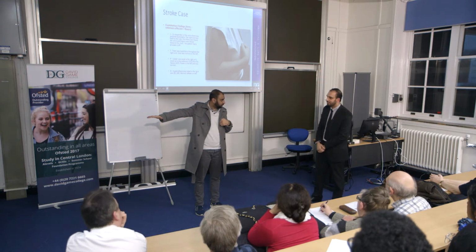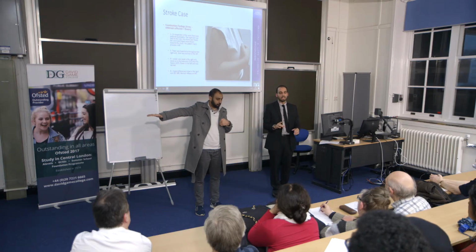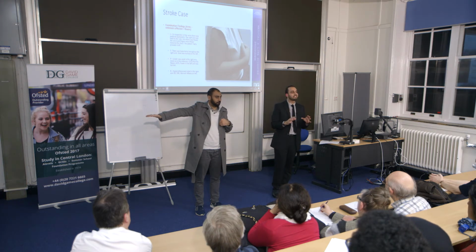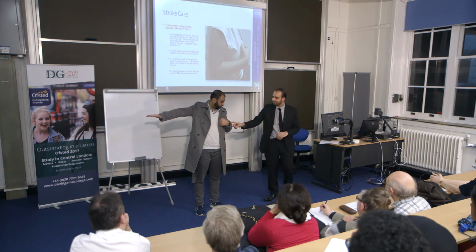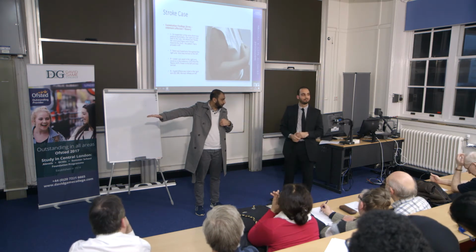The reason is a stroke affects the extensor muscles more than the flexor muscles. So relatively speaking, the flexors are still working, but the extensors are not. Does that make sense? And that's why you see stroke patients in this position. They don't end up like that. If they ended up like that, it would mean that their extensors are working, but their flexors are not working.